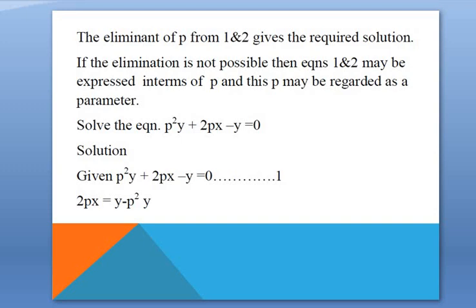If the eliminant of p is not possible, then equations 1 and 2 may be expressed in terms of p. This p may be considered as a parameter. Using this procedure, we are going to solve the following problem. Consider the first order and higher degree differential equation p squared y plus 2px minus y equal to 0. I am going to use the equation solvable for x method.